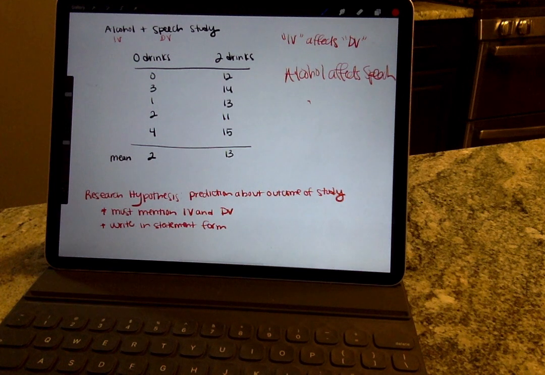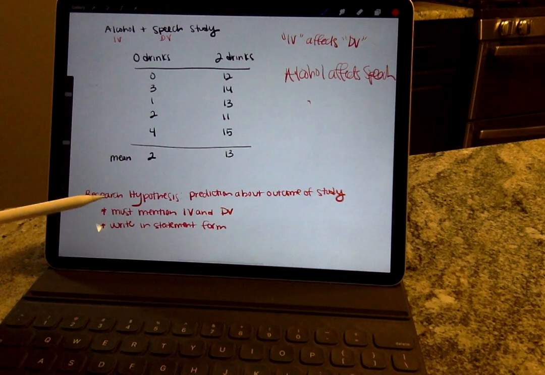Is it perfectly fine for you to say the more you drink, the worse you do? People that drink 2 drinks are going to make more mistakes than people that drink 0 drinks. Those are great hypotheses, and if you like to write them that way, by all means go ahead. But if you like to just get right to the point and use as few words as possible, you can say alcohol affects speech, and that is a perfectly good research hypothesis.